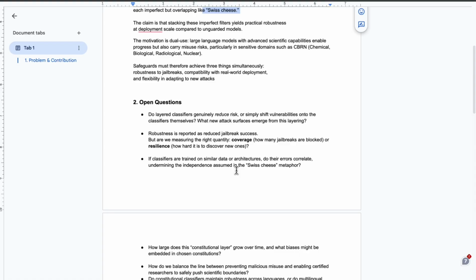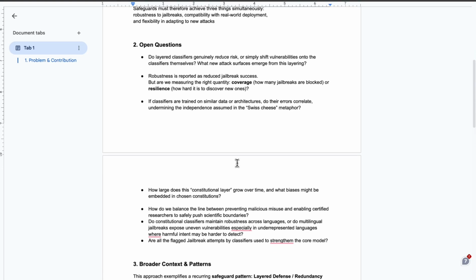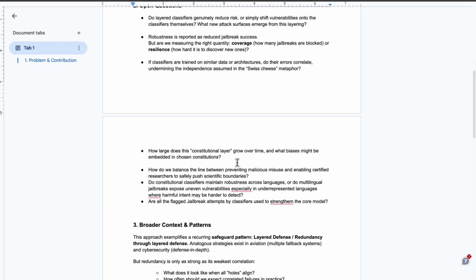Are they the same? Are they trained on similar data? What's the distinctiveness between both the one placed in front and the one placed behind? How large does this constitutional layer grow over time? Because the classifiers are trained on a constitution, if I got that correctly, how large does this grow, and how often do we have to update? And now we have a new dependency on the constitution. What biases can be there? What are the hidden things that could also be infused in that? Can we get the constitution from the classifiers?